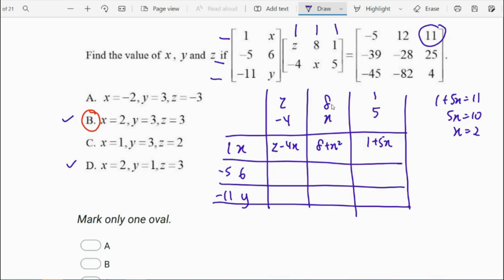Now we figure out our y. Where is the position of y? I think the position of y is here. So we better use this row and column so that you get negative 11 plus 5y. Negative 11 plus 5y is supposed to equal 4. So y equals 3. So definitely this answer is out. Our final answer is B.